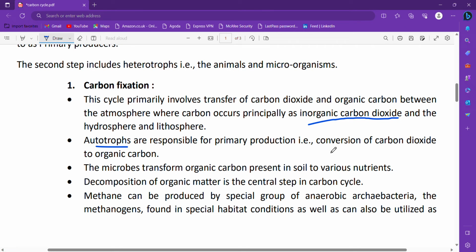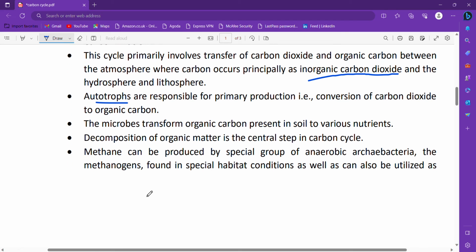They convert that carbon dioxide into organic carbon, and basically microbes are used in the process of carbon fixation. Microbes transfer organic carbon present in the soil to various nutrients. Decomposition of organic matter is the central step in the carbon cycle, because without decomposition the carbon cycle can't be completed. It is incomplete without decomposition, and microbes play a very vital role in carbon fixation. Even in other cycles like the nitrogen cycle, microbes play a very vital role. And methanotrophs are also used in this.